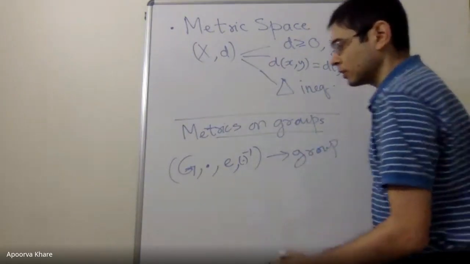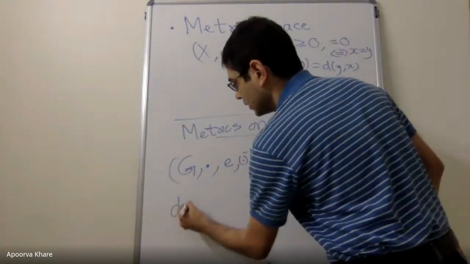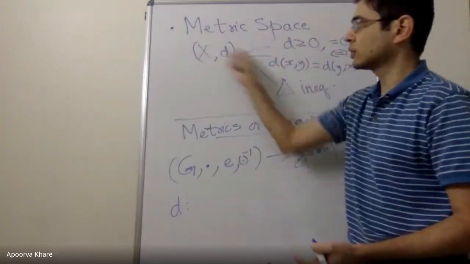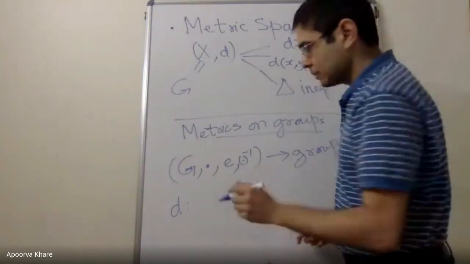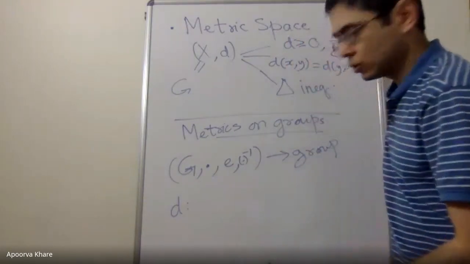And then I want to talk about a metric on a group. First of all, the group is a set, so you can still talk about X equals G. So there's nothing much to say there. The point I want to talk about is a metric on the group.